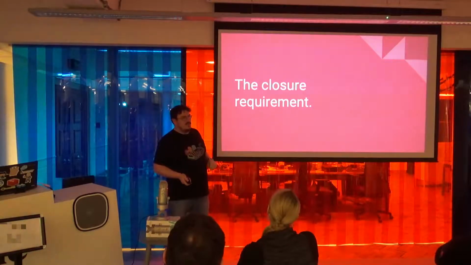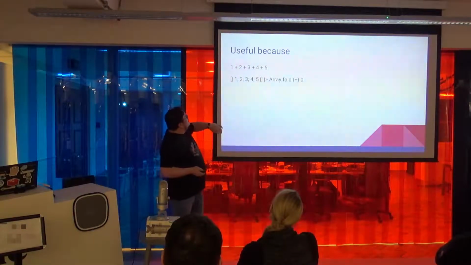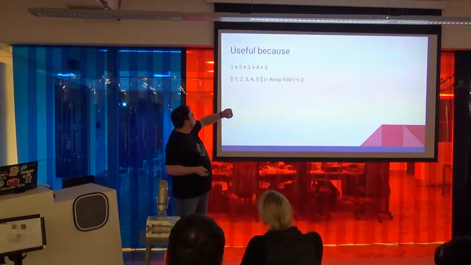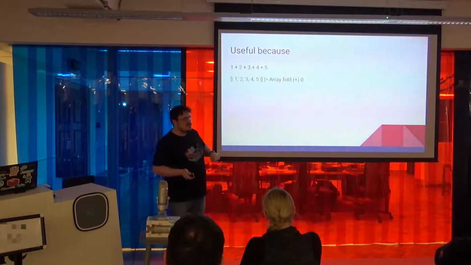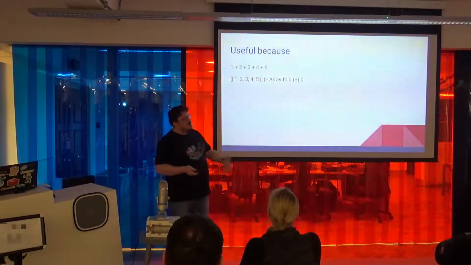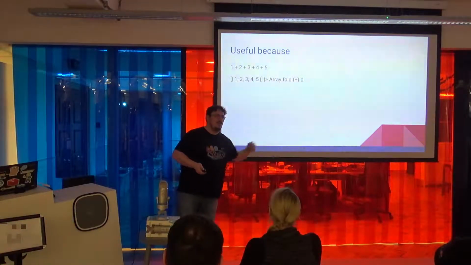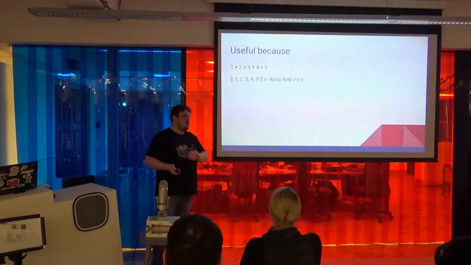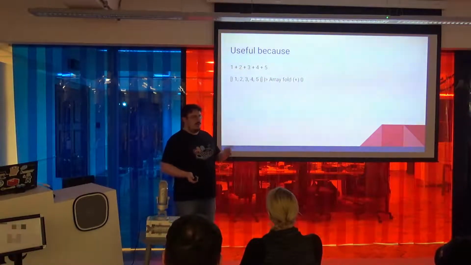In maths, they call this the closure requirement. And it's useful because you can chain these operations together. You can also do things like a fold operation across it. You can chain them together because each iteration gives the same type, so you can just keep going with them. So that is the first requirement for being a monoid, the closure requirement. Okay, but there are a couple of others.